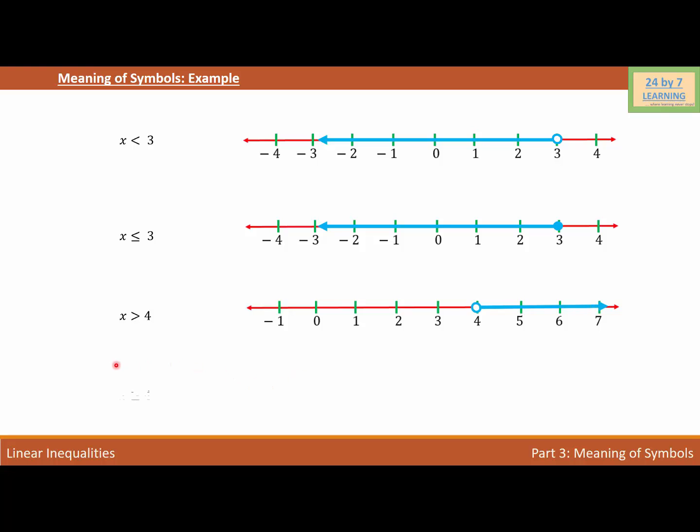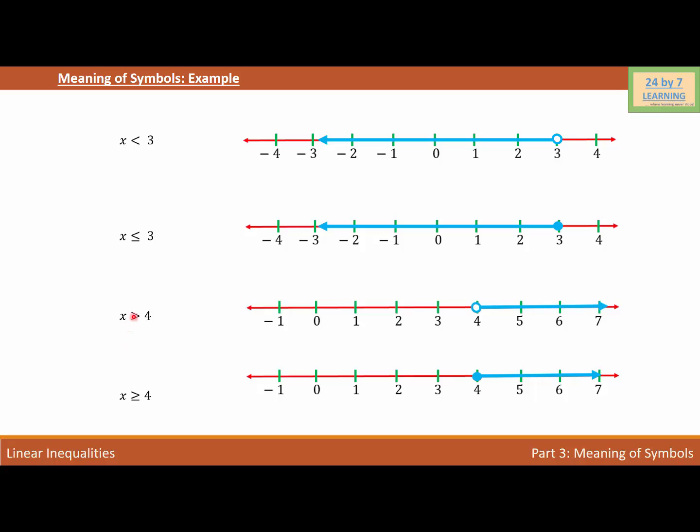Now let's consider x is greater than or equal to 4, and if we do that, we have a number line right here. Let's consider 4, and this time we are including the value of 4. So we are considering a filled circle or a filled point, and every value on the right side of 4 is part of this inequality. So this is the representation of this inequality.